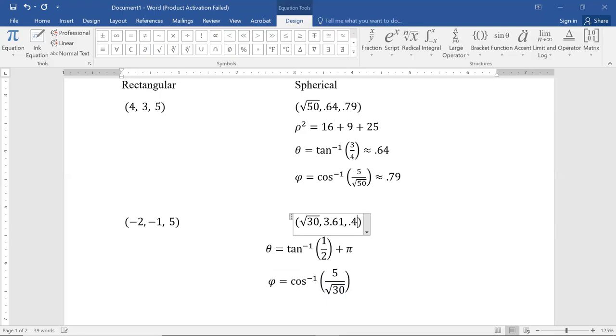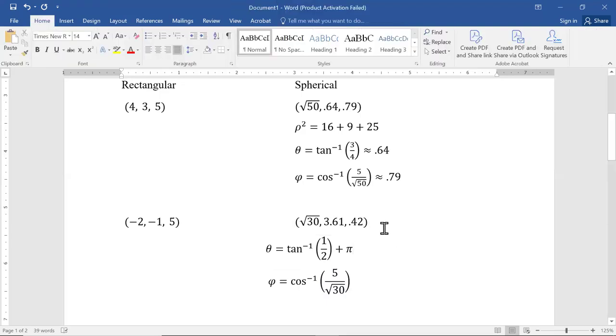Now I'm using decimals because these are not really nice angles that we're dealing with here, but you can see the idea of where we're going. So as long as we take care of quadrants using the theta, the phi is going to take care of itself.